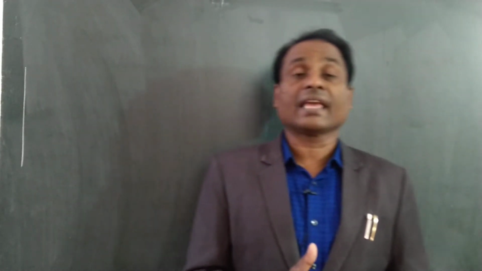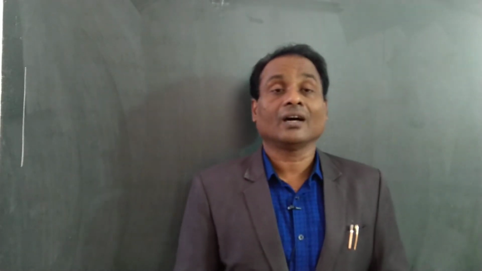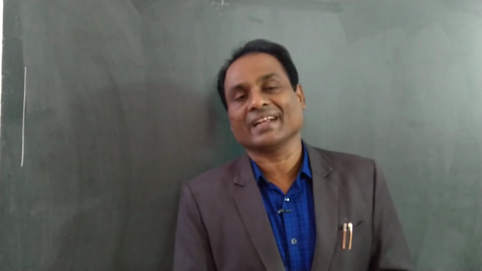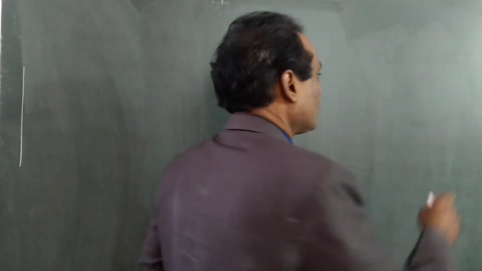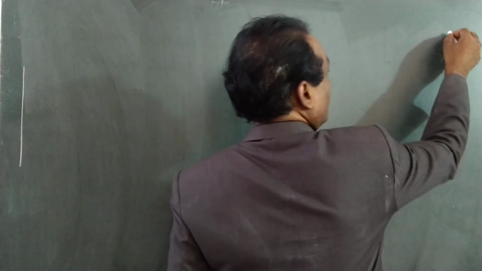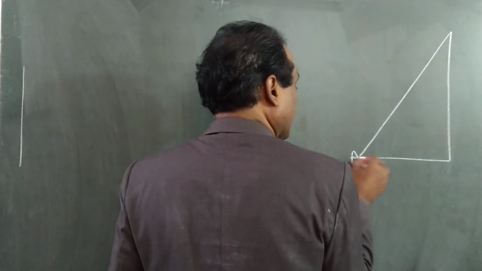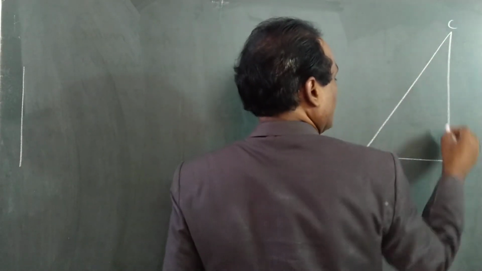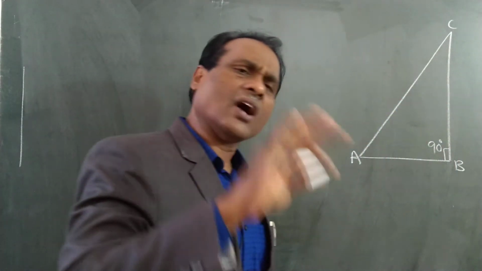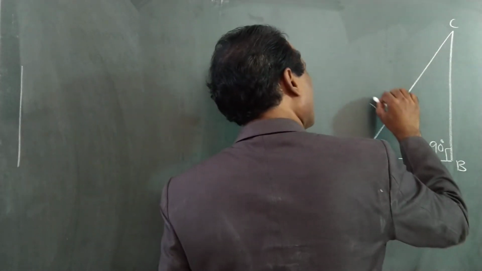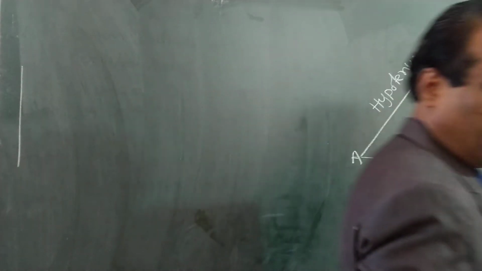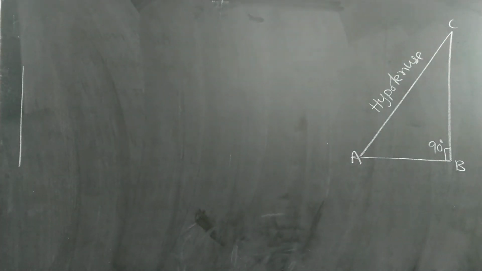After that I gave an important relation between the three sides of a right angle triangle. In a triangle, if one angle is 90 degrees, that is called a right angle triangle. Yesterday I explained about the right angle triangle. So this is a triangle. If one angle is 90 degrees, it is called a right angle triangle. See here, suppose this is 90 degrees, then this is a right angle triangle. The side opposite to 90 degrees is always called the hypotenuse. That I already explained yesterday.